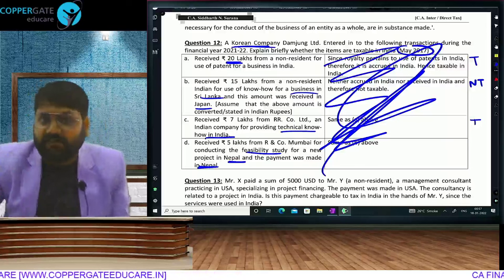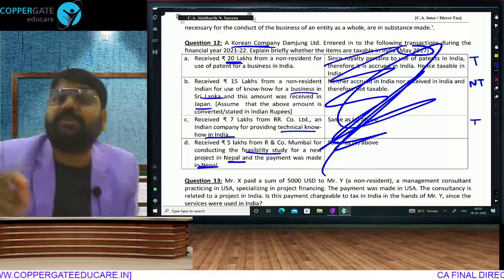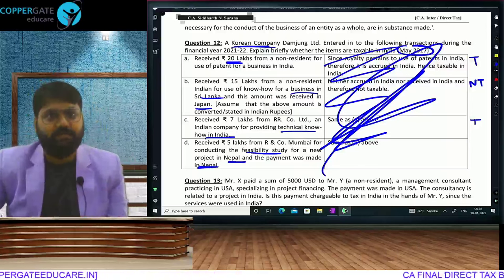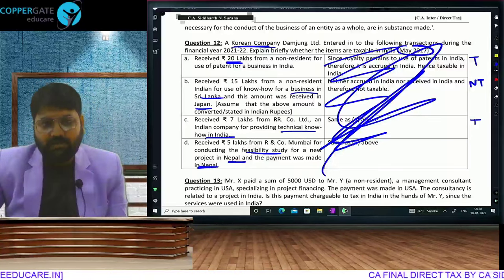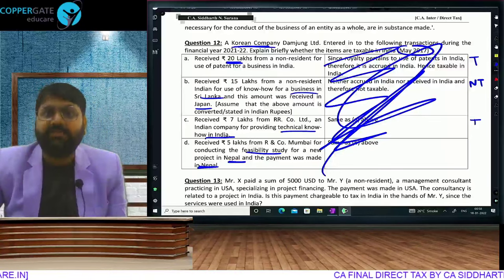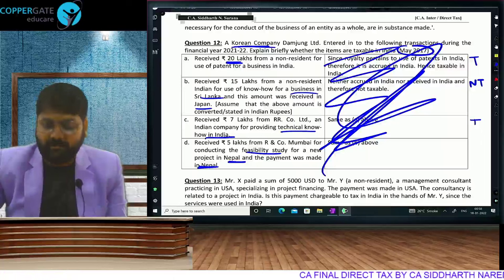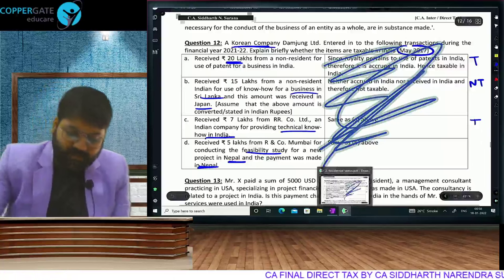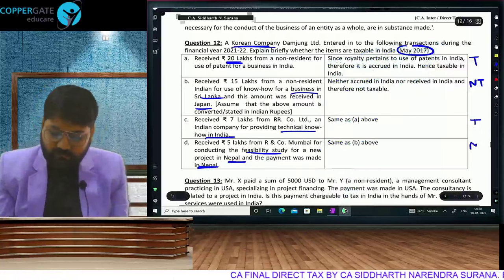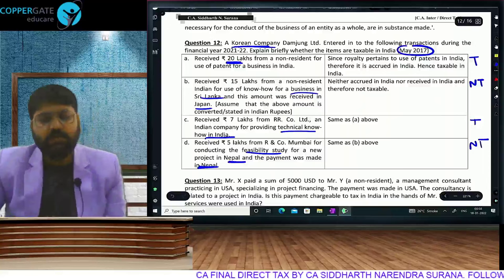But here, even if my client is based in Mumbai, my services are being used at what location? And thus it will be Indian income or foreign income? Foreign. And thus taxable or not taxable? Not taxable. Understood? Ladies and gentlemen.